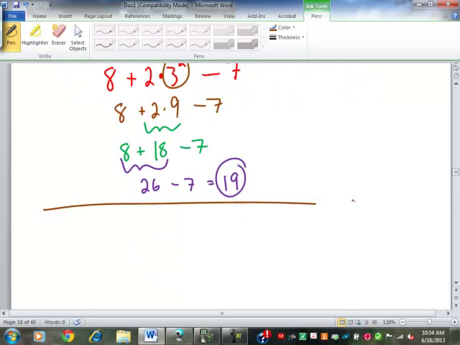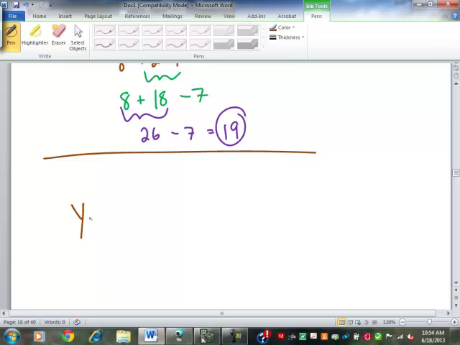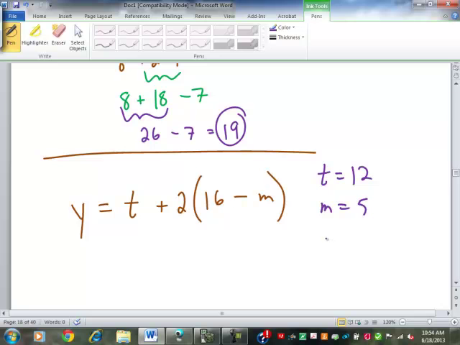We can express them in a little bit different way. We might have something like this, where y equals t plus 2 times 16 minus m. And we might be told that t equals 12, m equals 5, and be told to find y. Well, again, this really doesn't change the problem at all. It just looks different. This part up front here really means nothing at this point. We're asked to find y, and y equals this.